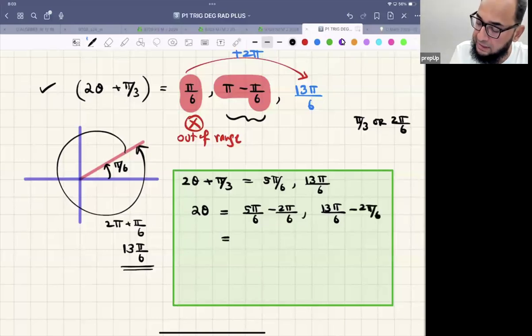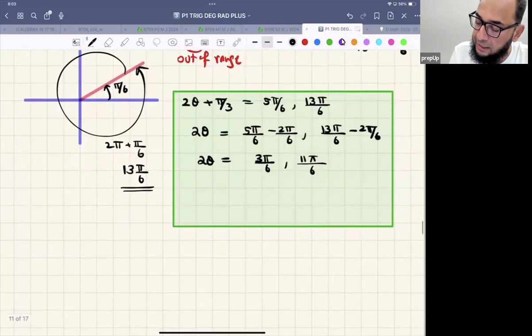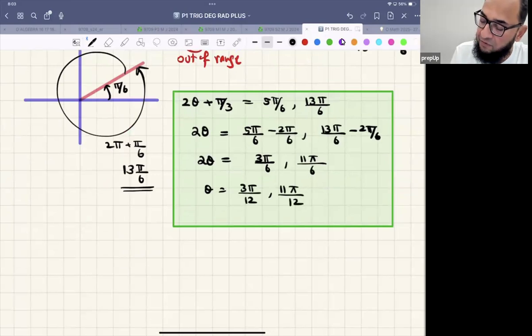Let's go slow on this. This is 3 pi by 6. This is 11 pi by 6. This is 2 theta. Make theta the subject. So therefore divide by 2, this is 3 pi by 6 into 2 is 12, and this is 11 pi by 12. This can be further reduced, that is pi by 4, and this is 11 pi by 12.